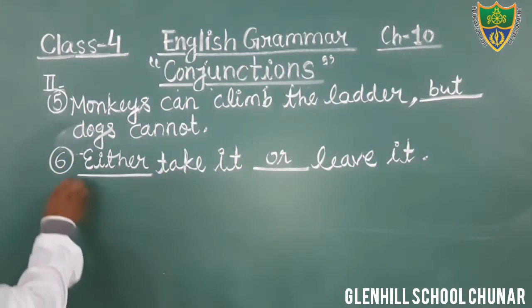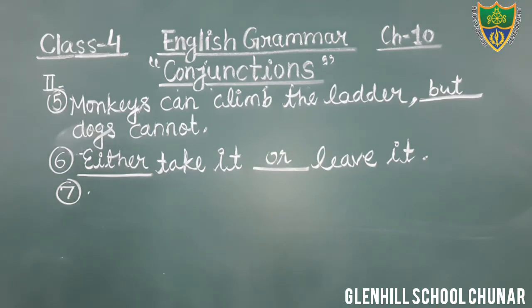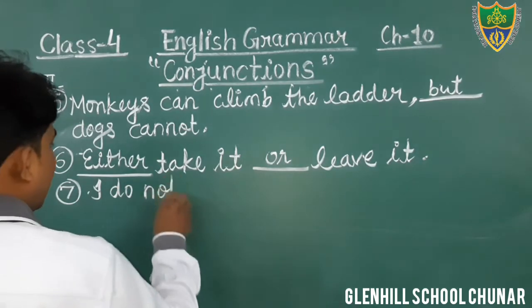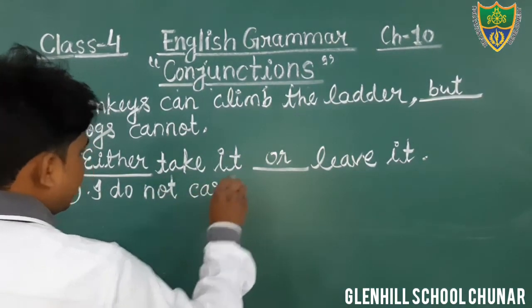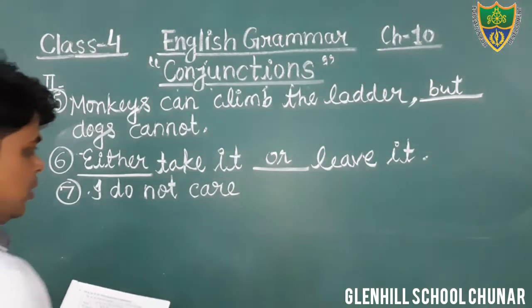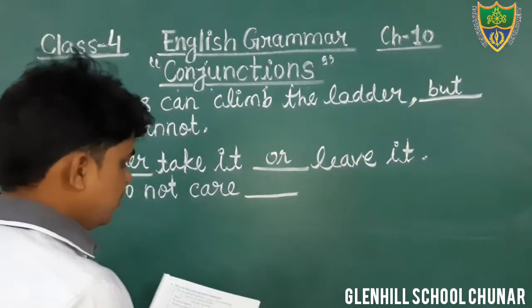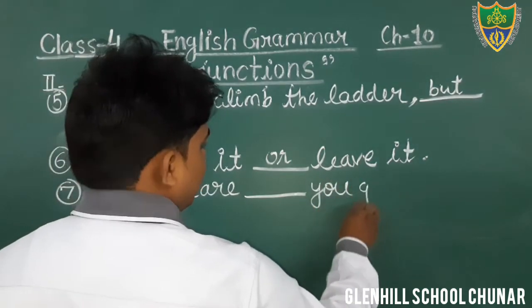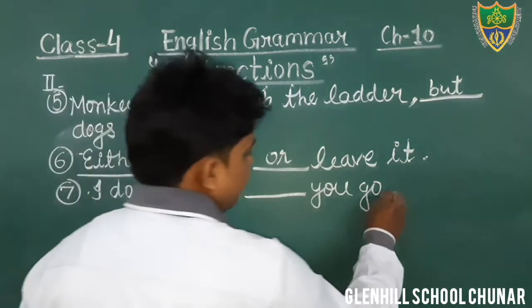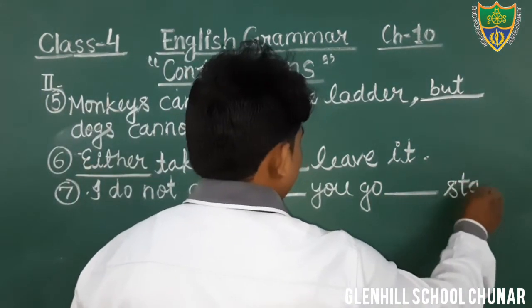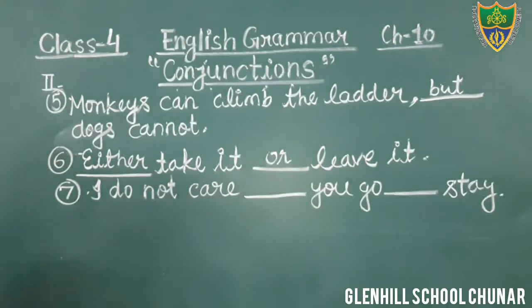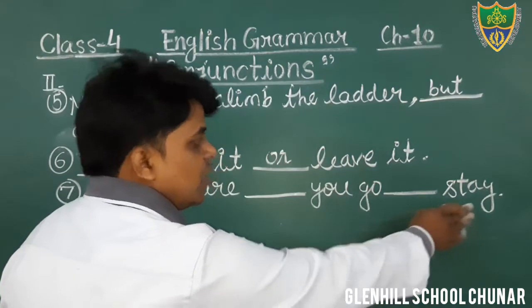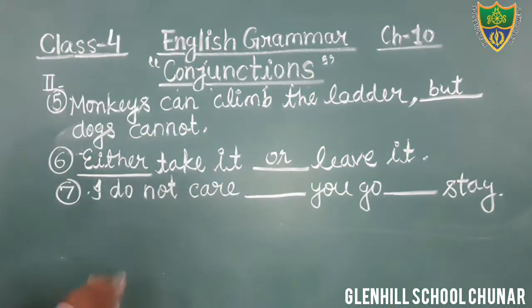Question number 7. Just say, students, what is question number 7? I do not care. I do not care. Blank. You go. Blank. Stay. Just say, students. I do not care. Blank is given. You go. Blank is given. Stay. Just see. I do not care.